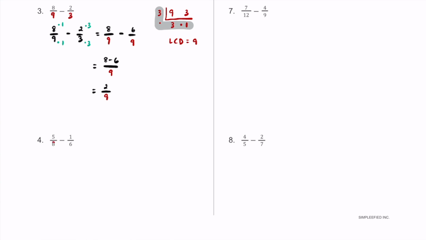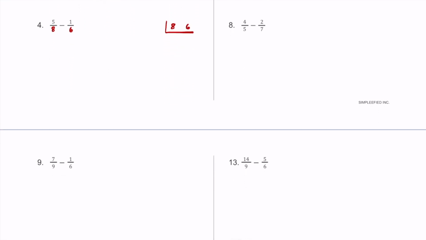For number 4, we have 5/8 and 1/6. So once again, different denominators. That's what we're kind of practicing here. Let's see the first time 8 and 6 meet so we can get the least common denominator.